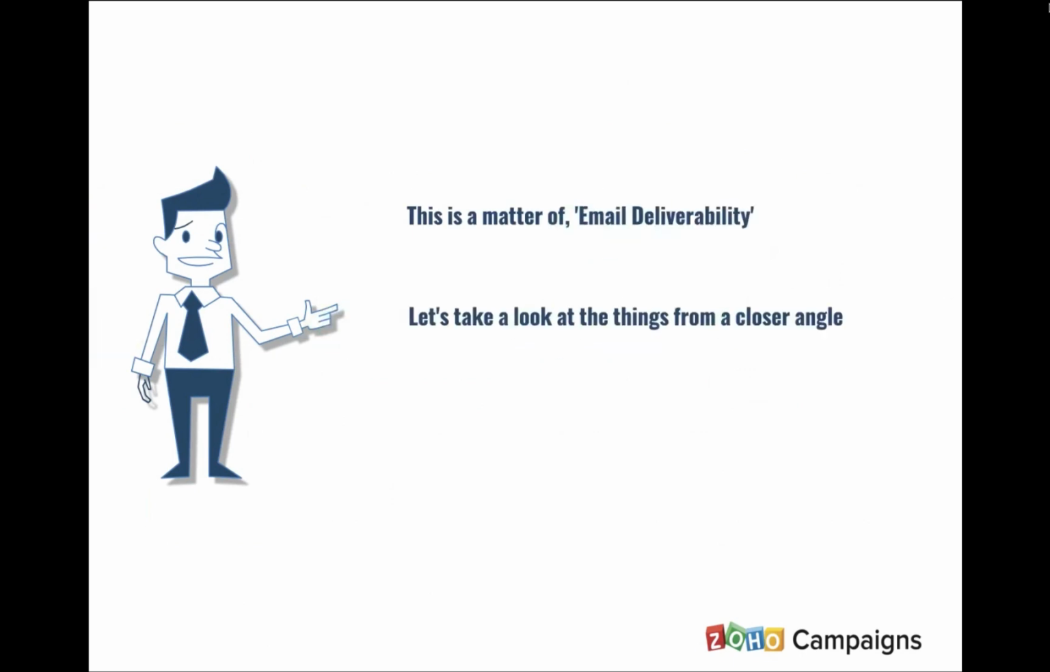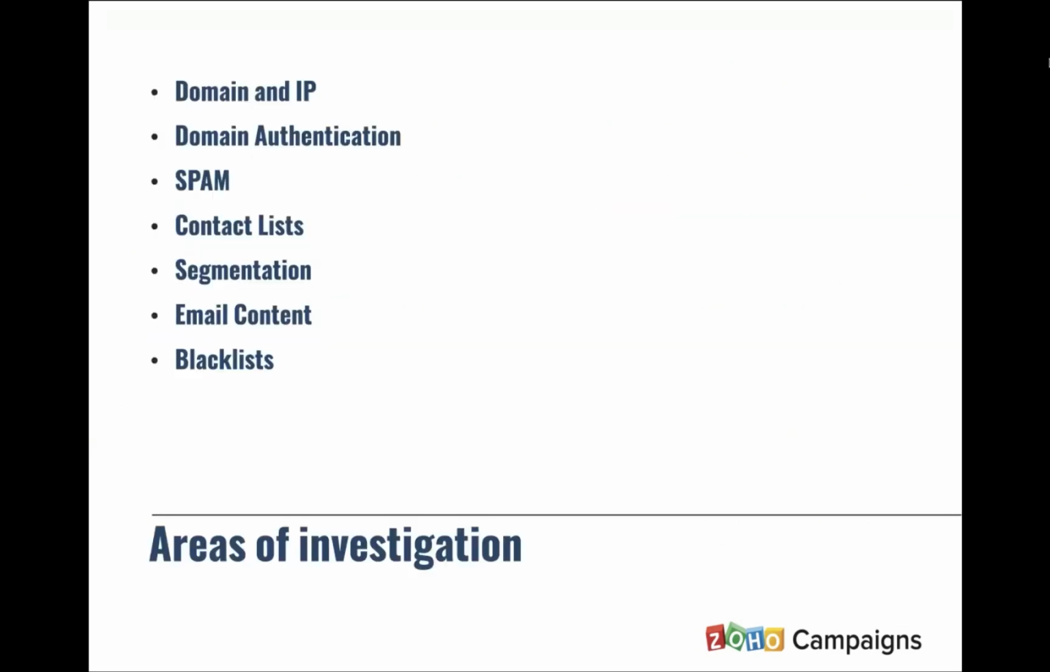So John says it's a matter of email deliverability. Let's take a look at things from a closer angle. Let's join John in unraveling the mystery behind the lost email. Areas of investigation, or rather the topics in discussion today, will be domain and IP, domain authentication, spam, contact lists, segmentation, email content, and finally blacklists.